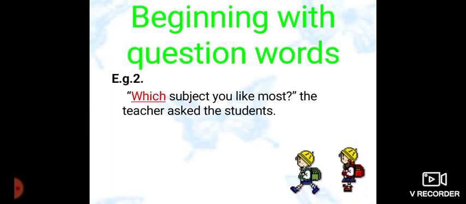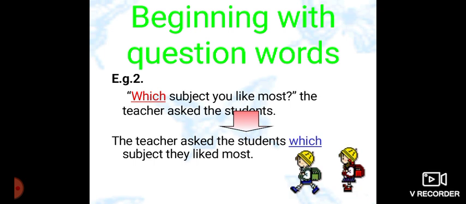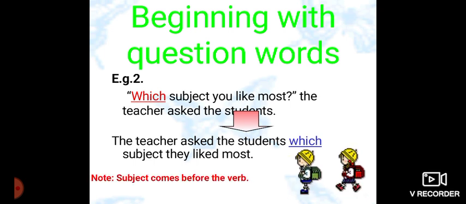And then another example for beginning with a question word. Here we are using another question word, which. Which subject do you like most? The teacher asked the students. Next we change that into indirect speech: the teacher asked the students, where which acts as a conjunction here. You changes into they, and like is in the present form, so that changes into the past form, liked most. So the teacher asked the students which subject they liked most. So what is the direct speech first? Which subject do you like most? The teacher asked the students. The indirect speech is: the teacher asked the students which subject they liked most. Subject comes before the verb here.